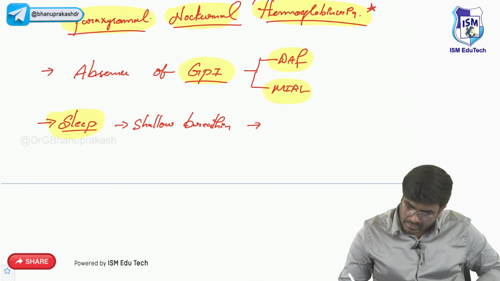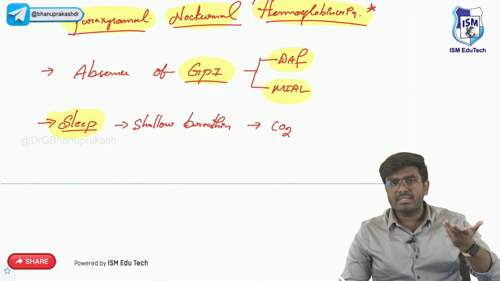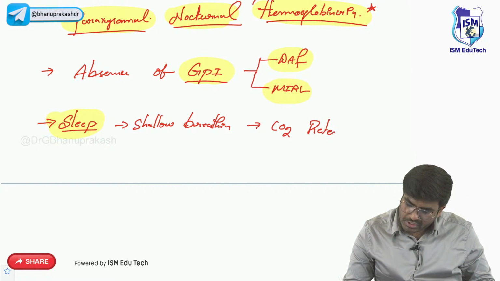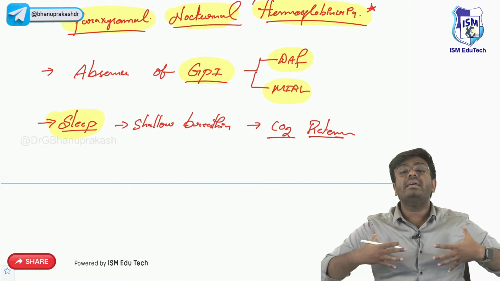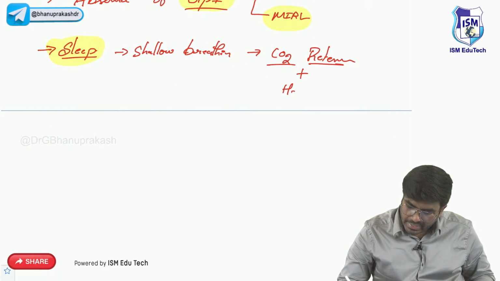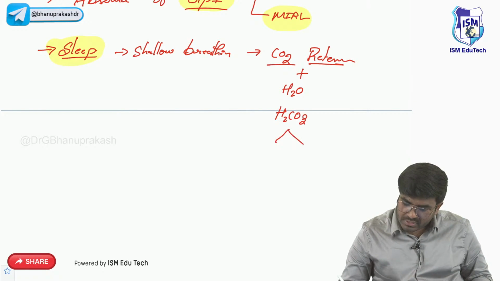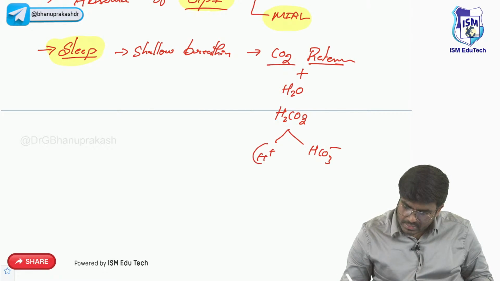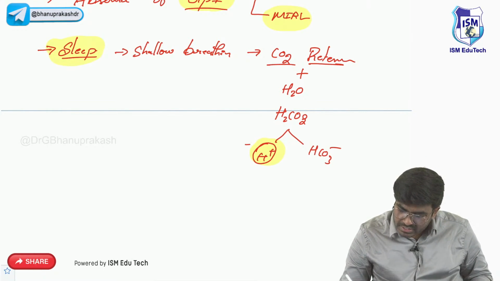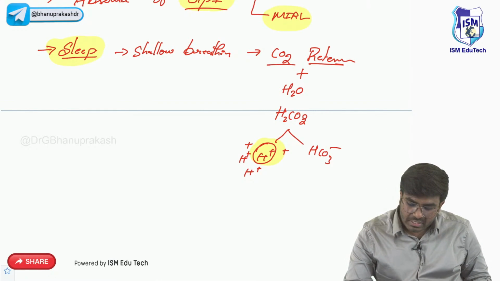Whenever there is shallow breathing, carbon dioxide will not properly come out of your lungs. There is no proper washout of carbon dioxide. Carbon dioxide is retained in the body. This carbon dioxide will react with water and form H2CO3. Now this H2CO3 is going to split into HCO3 minus plus H plus. So these protons, H plus ions, are being generated in your body and in my body, especially when you are sleeping.